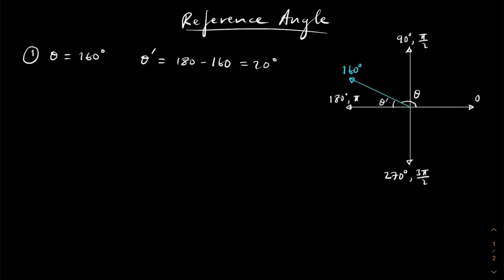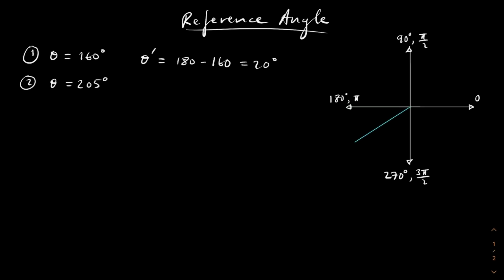And reference angles are important here because they're going to help us figure out the trigonometric function values of some angles that are not common. And I'm going to talk about that more in one of my next videos. Alright, so next example here, let's say you were given theta equals 205 degrees.